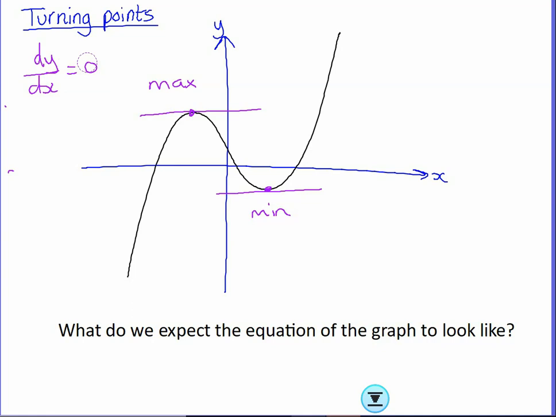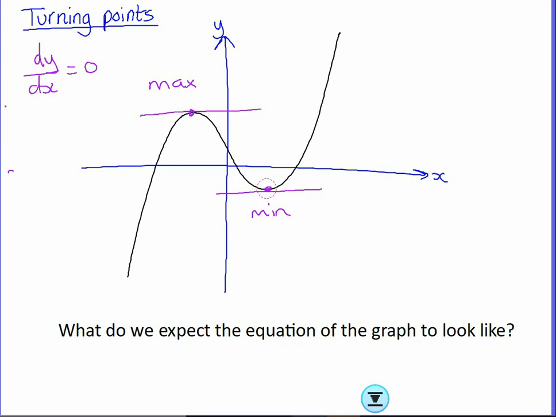Now let's look at the black question I've written at the bottom. So what do we expect the equation of this graph to look like? Now that's really important because if we know the shape of the graph, we can identify maximum and minimum points very easily. There is another way, there's a better way I would argue, but not at this stage. If you're watching this video, we're looking at IGCSE differentiation, not A level, and so we'll take it to another step when we need to.